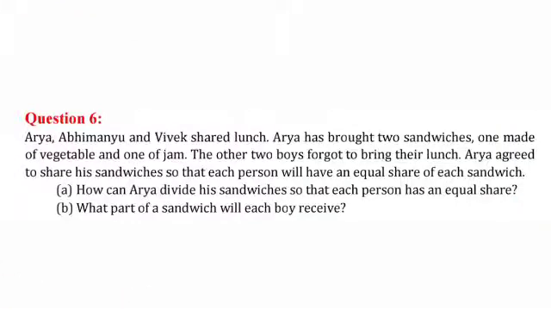Sixth question is, Arya, Abhinaya and Vivek shared lunch. Arya has bought 2 sandwiches, one made of vegetable and one of jam. The other 2 boys forgot to bring their lunch. Arya agreed to share a sandwich so that each person will have an equal share of each sandwich. First question is, how can Arya divide a sandwich so that each person has an equal share? Second question, what part of a sandwich will each boy receive?